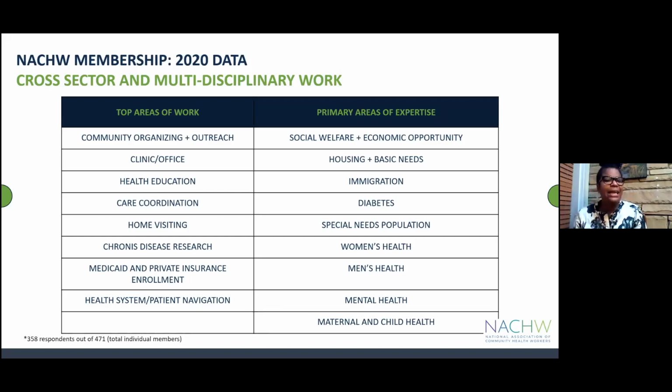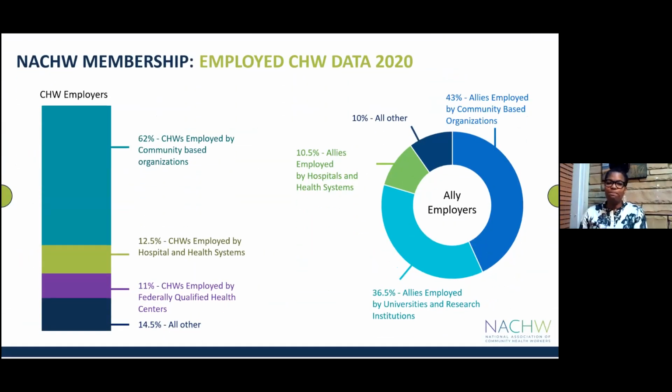We're doing a variety of chronic disease research. We're helping enroll people in public and private insurance. And we are helping people navigate very complex and siloed systems that go between primary care, specialty care, hospitals and clinics. Our expertise is again varied, and so I won't labor to describe that, but again, helping to address a variety of gender-specific health issues, maternal and child health, mental and behavioral health, as well as upstream issues of housing, basic needs, and immigration.